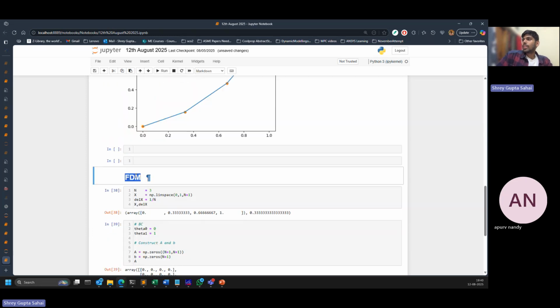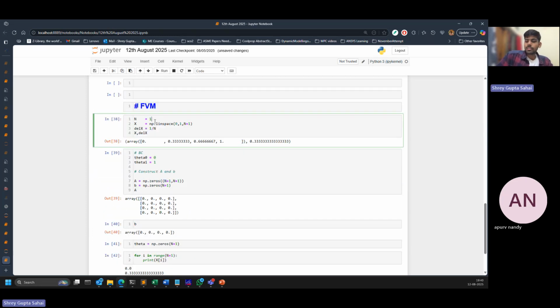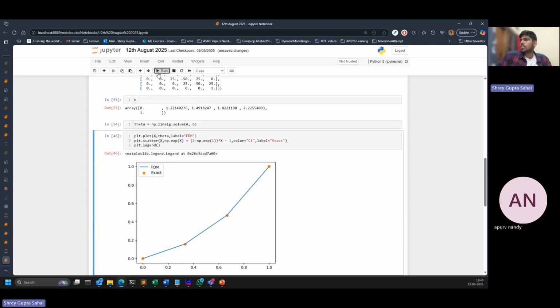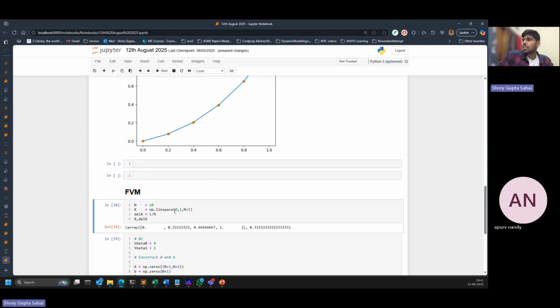Okay. So now we are looking at the finite volume method. Let's take n as some 10 values. Here also I'll take 5 or 10. Let's say 5. In the finite volume scheme, we need exactly n volumes, so no need of n plus 1 here.